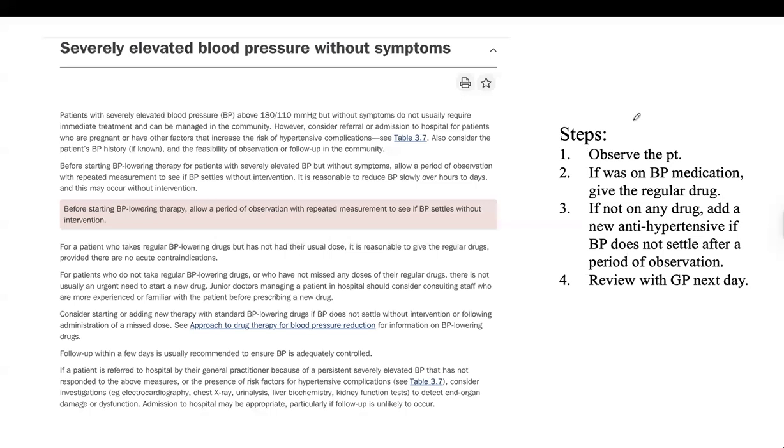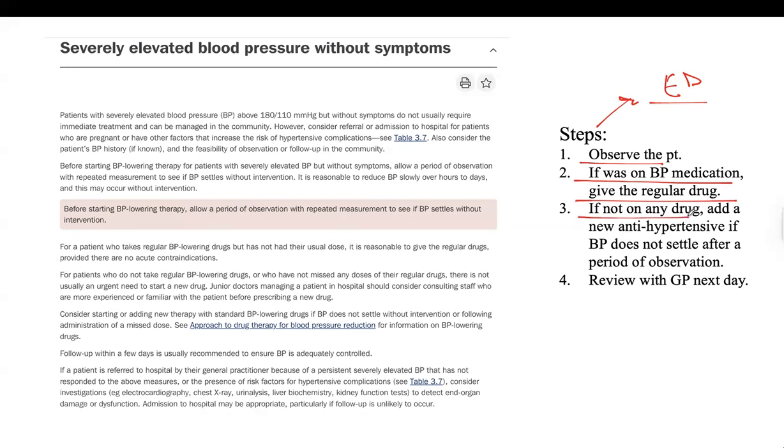So first of all, let's say in the emergency department, we found a patient who has very high blood pressure. We found out that the patient doesn't have any symptoms, so we keep the patient under observation. If this patient was already on a blood pressure medication, then we will just give the regular drug that he or she was on before.